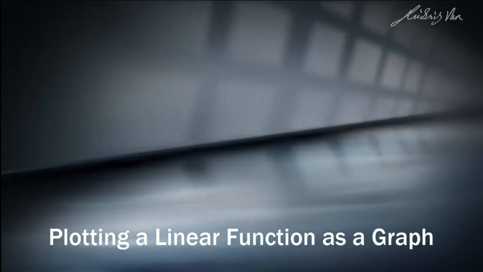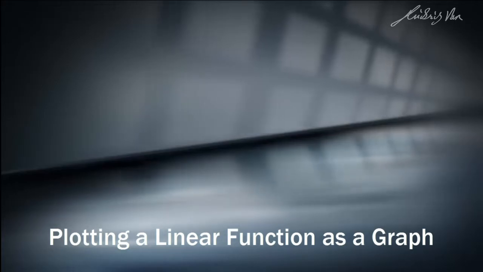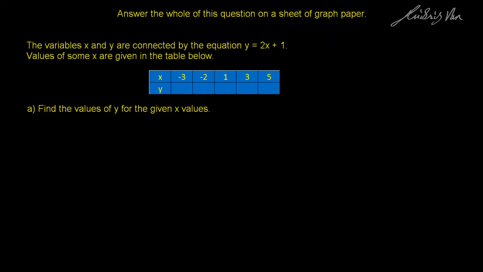So let us start with a typical question. Answer the whole of this question on a sheet of graph paper. When you see this, it means that all your answer must be written on a piece of graph paper like that, right? Anyway, the variables x and y are connected by the equation y equals 2x plus 1. The values of x are given in the table below.